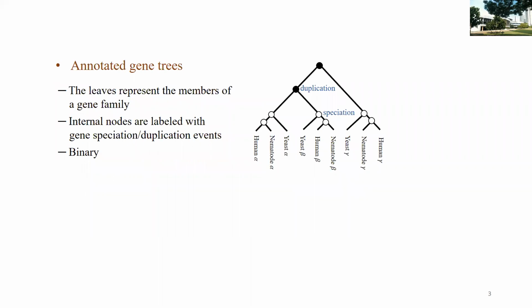Another type of label trees is annotated gene trees, in which leaves are labeled with gene family members. Internal nodes are annotated with gene duplication and speciation events. The right figure represents the duplication history of alpha, beta, gamma hemoglobin genes, where black nodes are duplication events and white circle nodes are gene speciation events.